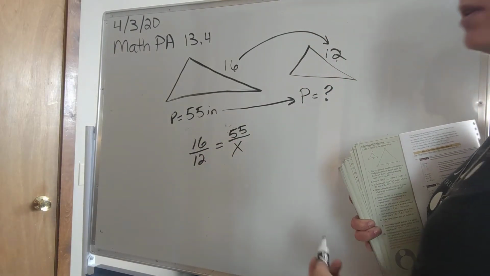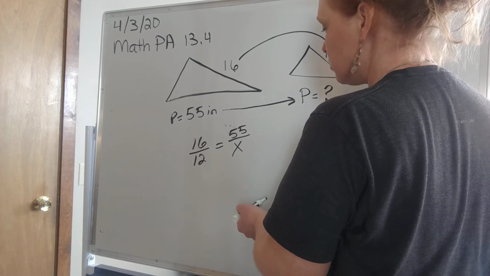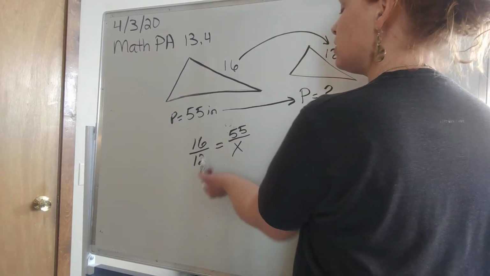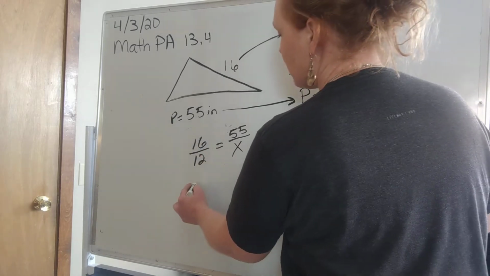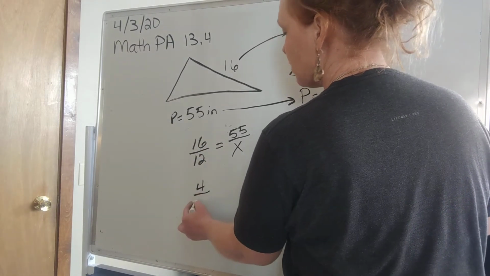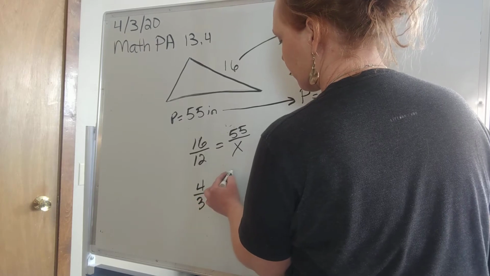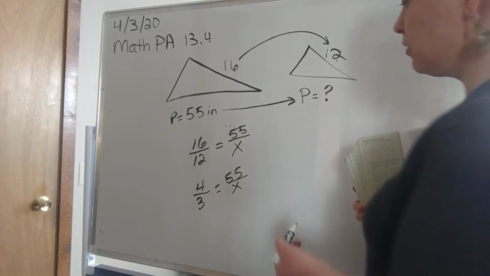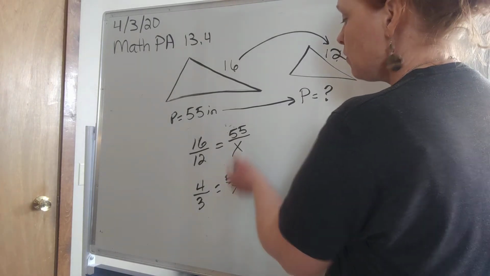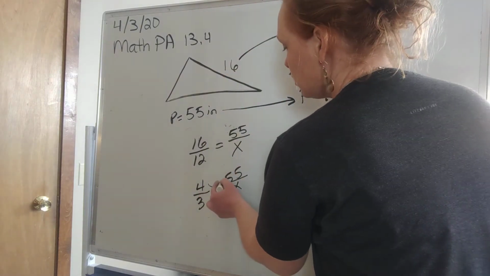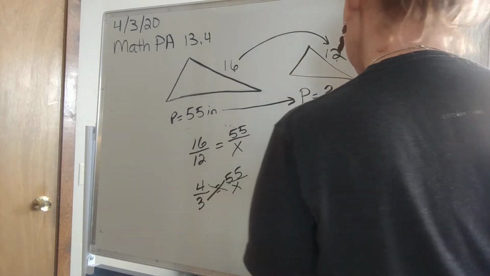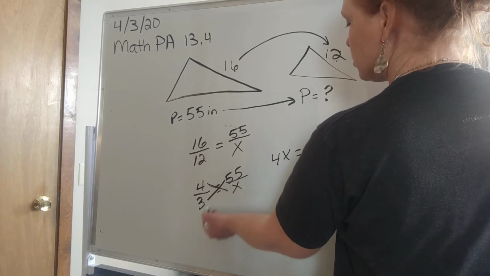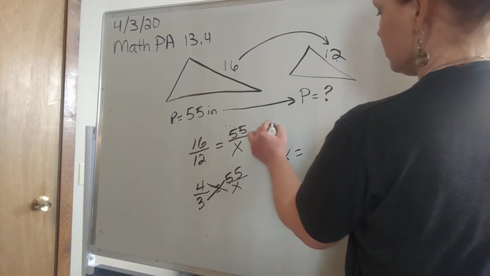Okay, but before I do this math problem, I don't want to work with these numbers being so large, so I'm going to go ahead and reduce them down. I can see that both of these are divisible by 4, so 16 divided by 4 is 4, and 12 divided by 4 is 3. Okay, so there's two ways to go about this. Either you can solve for x, or you can cross multiply and then solve for x, and that's going to be the easiest way. So we're going to say 4 times x is 4x equals 3 times 55.